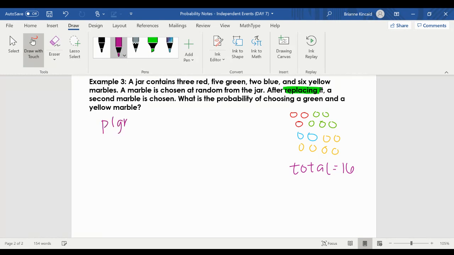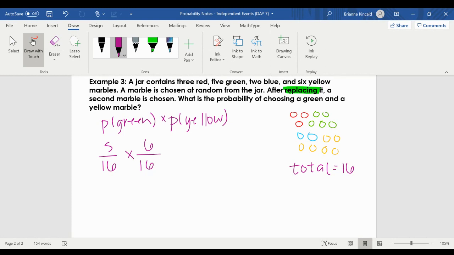That's the probability of green times the probability of yellow. So we reach in the bag of 16 marbles. 5 of those are green, so you have a 5 over 16 chance of choosing a green one. You pick the marble out. Remember, we're assuming it happens, so you look at it, you see that it's green, and you place it back in the bag. There are still 16 marbles in the bag. Of those 16, 6 are yellow.